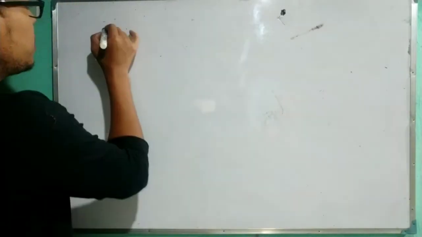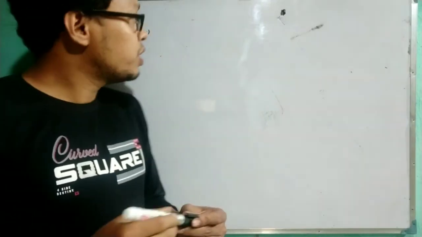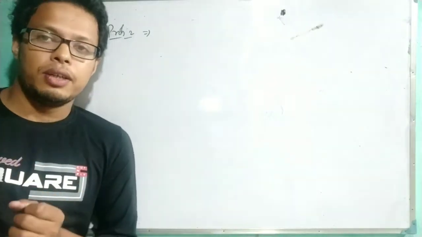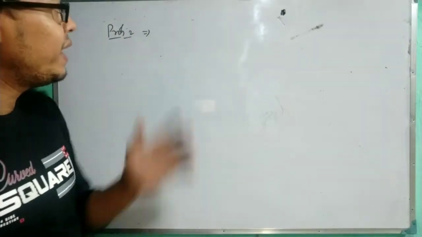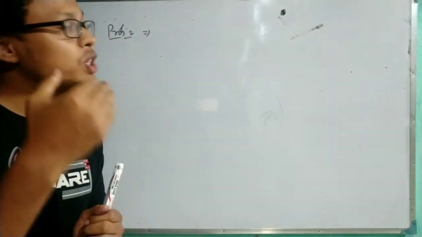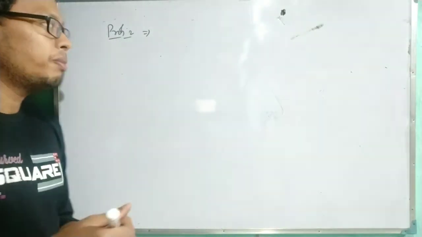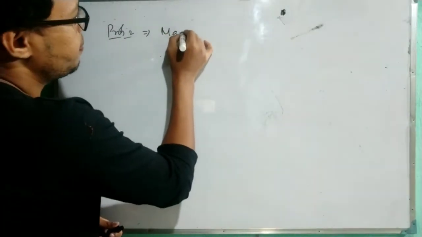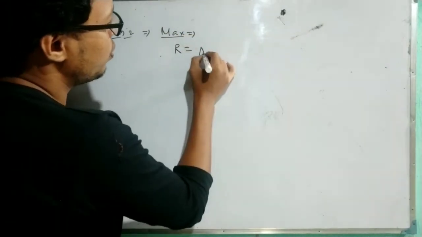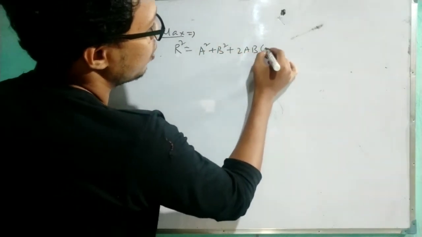Now the next problem, problem number 2. The problem is: what is the condition under which the resultant of two vectors is maximum and minimum? So first case is the maximum. In case of maximum, the formula for resultant we know: R square equals A square plus B square plus twice AB cos theta.